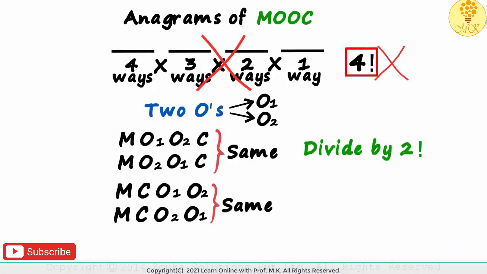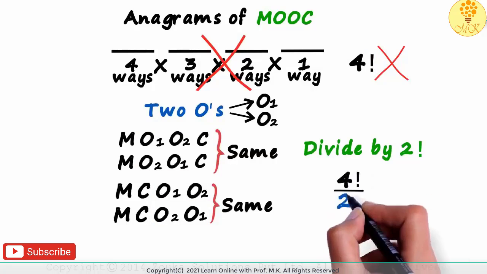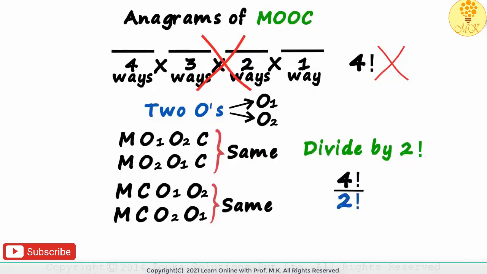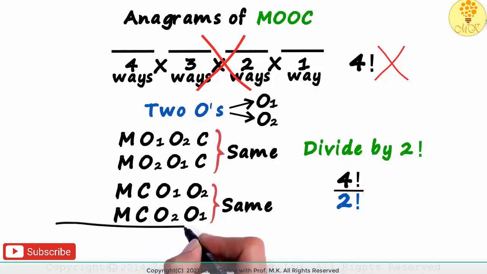4 factorial includes all possibilities assuming each letter is distinct. But here, the 2 O's are not distinct. So we divide 4 factorial by 2 factorial. Many books will simply ask you to divide 4 factorial by 2 factorial as these are 4 letters and out of these 4, 2 are the same. But you must understand why we are doing it. In the all possibilities case, each anagram is counted 2 factorial times, so we divide it by 2 factorial to eliminate the repeated anagrams.